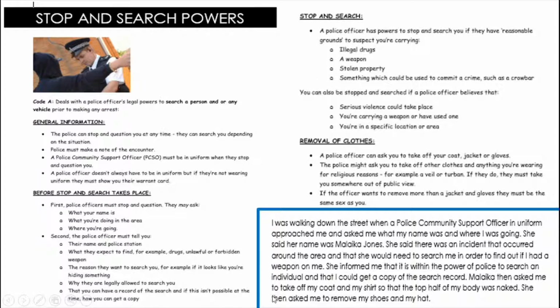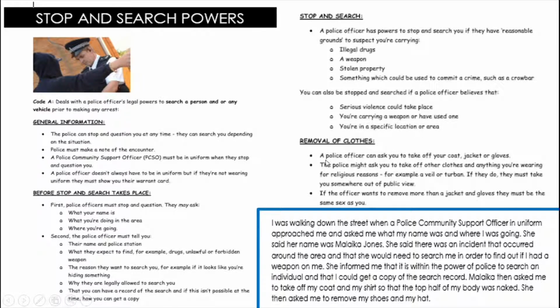Malika then asked me to take off my coat and my shirt so that the top half of my body was naked. She then asked me to remove my shoes and my hat. During a stop and search, a police officer has powers to stop and search you if they have reasonable grounds to suspect you're carrying illegal drugs, a weapon, stolen property, something which could be used to commit a crime, such as a crowbar. So she's searching for a weapon under this bullet point. There is reasonable ground because the incident did take place locally and this individual may fit the profile. Here it says you can also be stopped and searched if a police officer believes that serious violence could take place, you're carrying a weapon or have used one, or you're in a specific location or area.